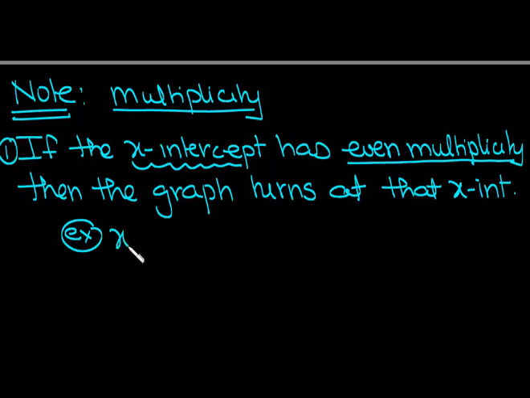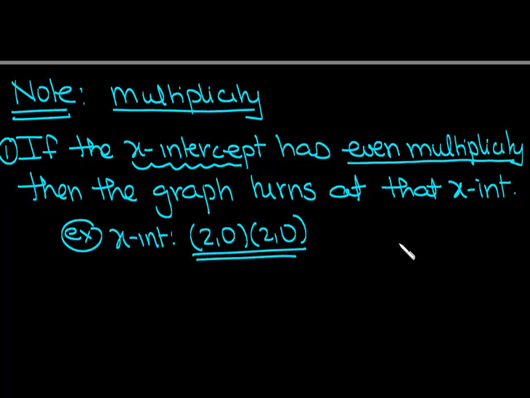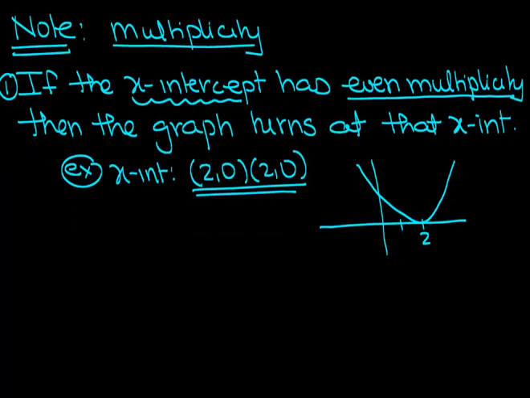Here's a quick example of that. Let's say the x-intercept is this: we have (2, 0) and (2, 0). So you can see this x-intercept repeats twice. In that case, how does the graph behave? At 2, the graph is going to turn. It's going to go like this. That's an important thing to note.